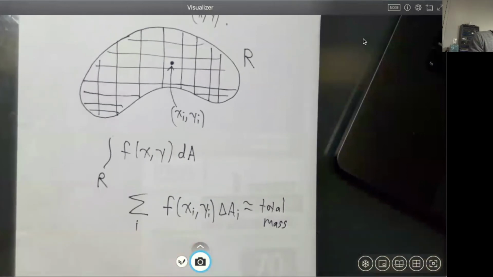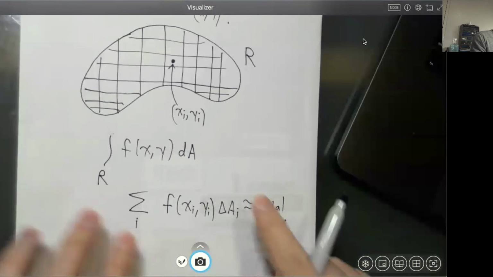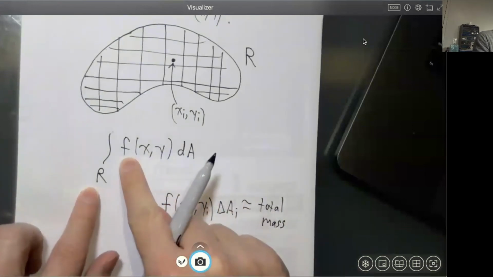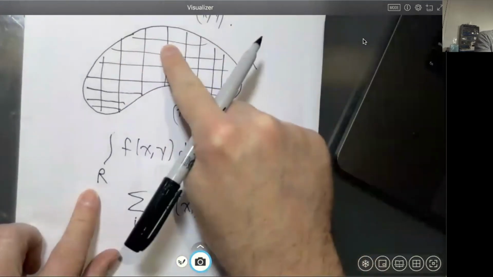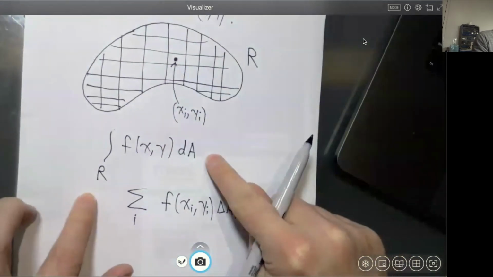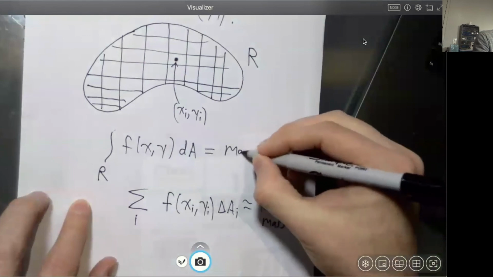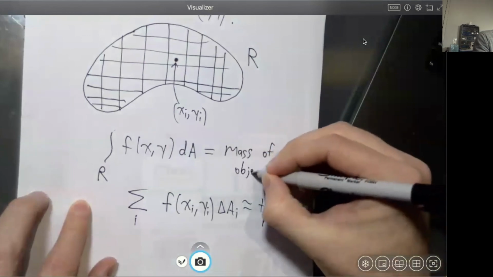So this gives us a physical interpretation of this integral. If f tells us the planar density of an object at each point in space, then this integral is the total mass of the object. This is the mass of our object.